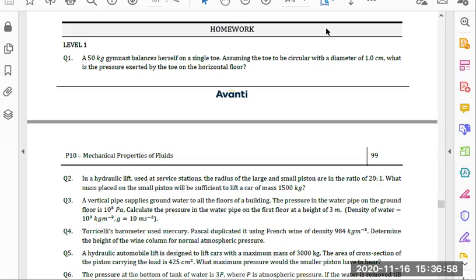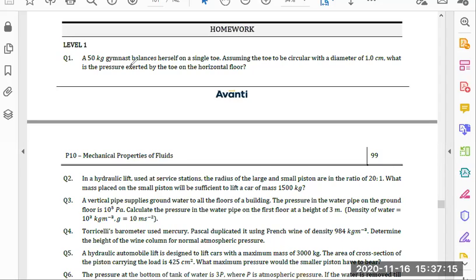So I'll discuss each problem, one by one. If you have any doubt, please ask. I hope that all of you have solved these problems, right, everyone? So let's go through question number one.